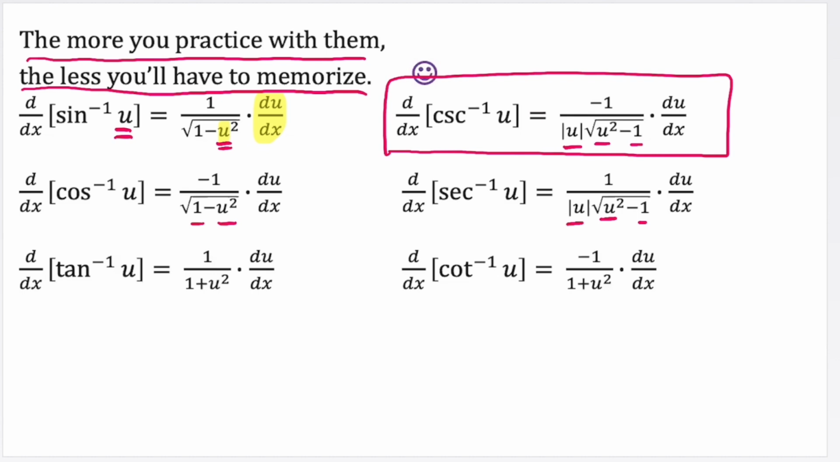Cosecant ones, remember, they're always negative, so it has the negative 1 on top. And then here inside the square root, it's u squared minus 1 instead of 1 minus u squared like it is in sine and cosine. So it'll be negative 1 over the absolute value of u times the square root of u squared minus 1 times the derivative of whatever was inside the function to begin with.